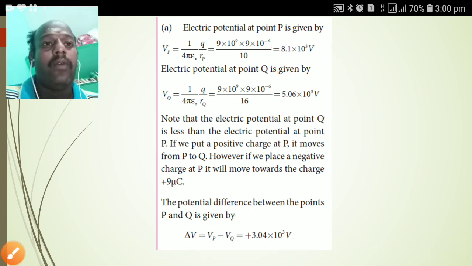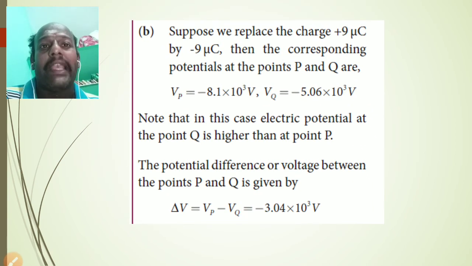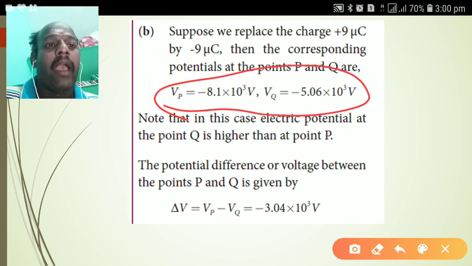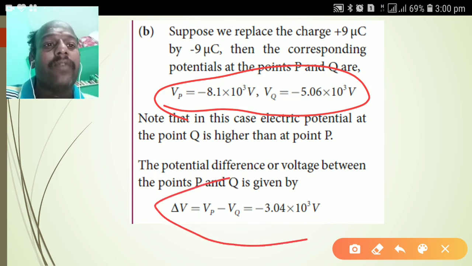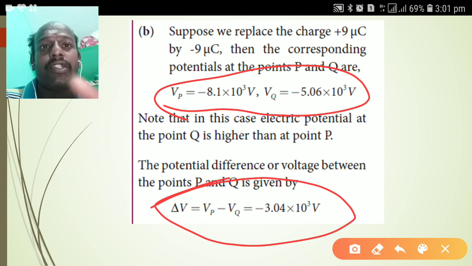Now look at another case. Suppose I replace the plus 9 microcoulomb with minus 9 microcoulomb, once again I am going to get the same value. Remember, the electric potential is a scalar quantity, even if I move the charge from P to Q or Q to P, and even when the charge is positive or negative.